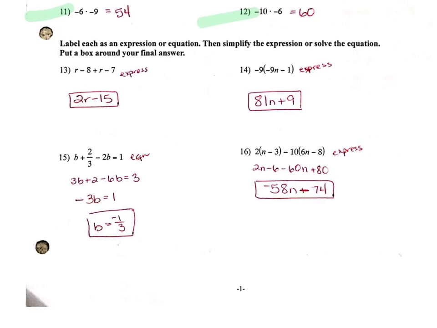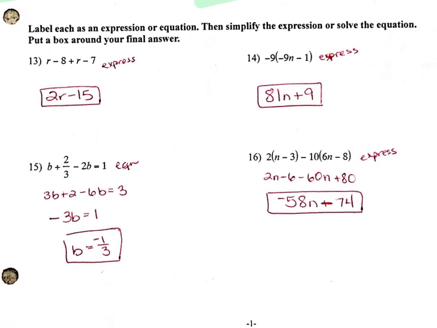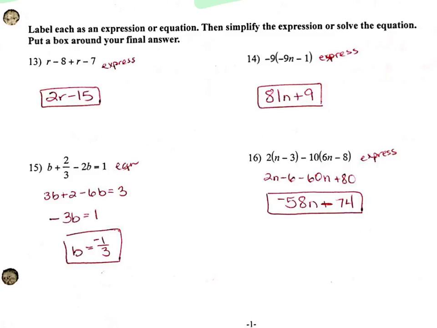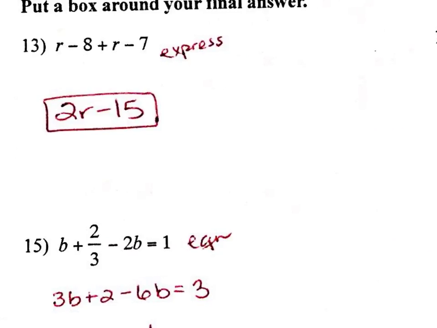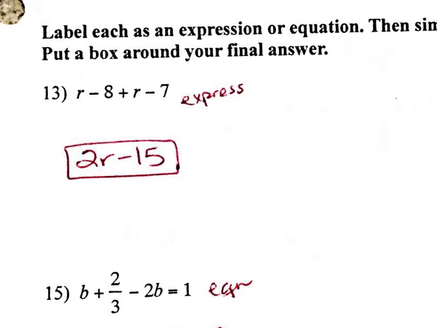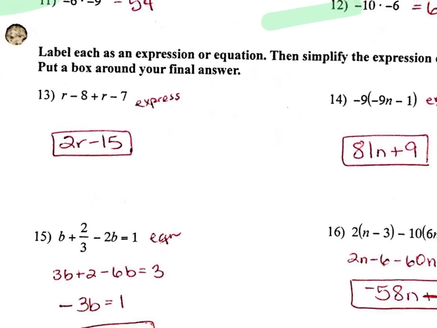All right, on the bottom, another thing you may want to do, kind of along those same lines, is maybe you want to go through and do all of the expressions first, so that you remember on those you're not solving. So on expressions, we don't solve and we don't do opposites. So you're literally just getting rid of any parentheses and adding any like terms together. So on 13, for instance, here I've added the two r's together to get 2r, and then combine the -8 and the -7 to get -15.